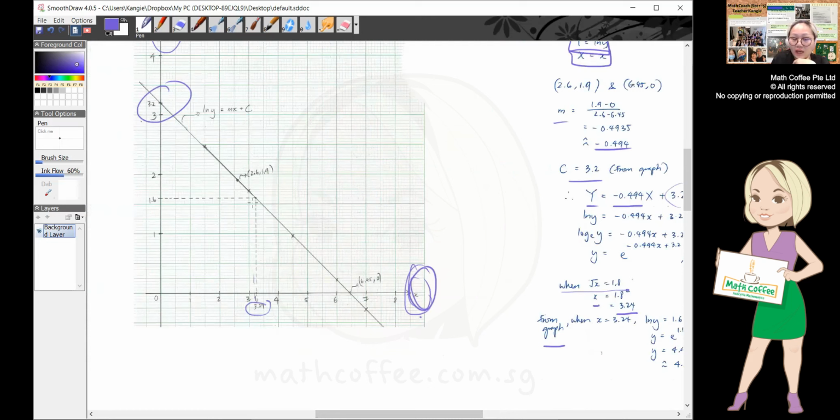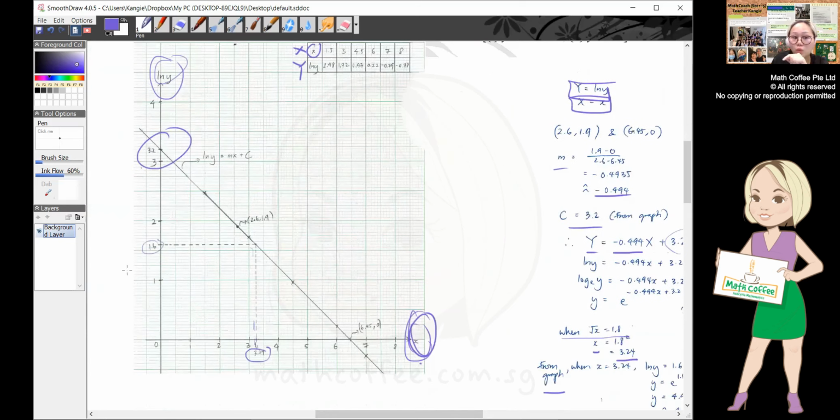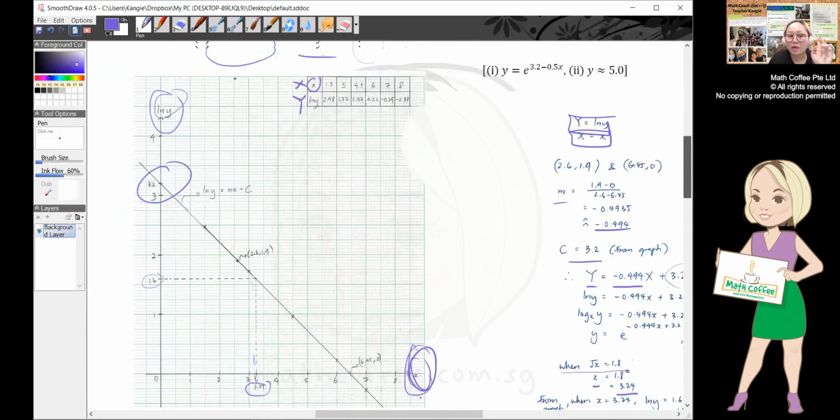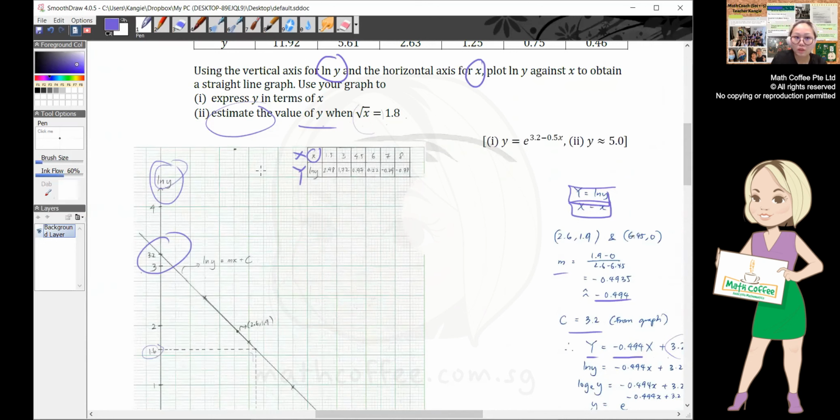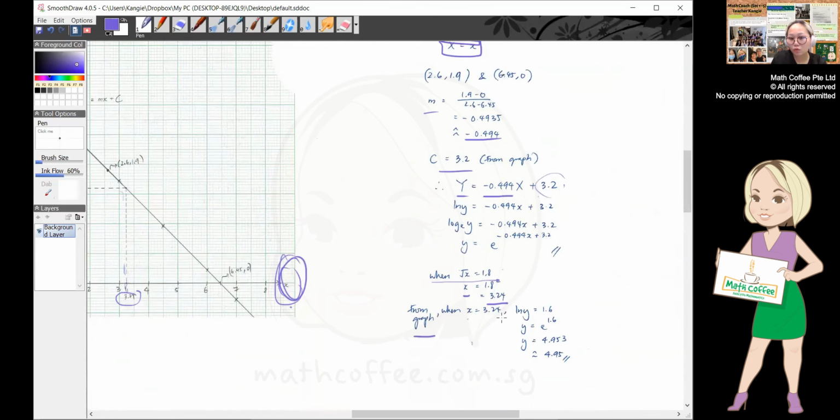Make sure you draw the dotted line because you're supposed to take the value from the graph. So you draw dot, dot, dot, and you see it's 1.6. And then take note, don't go and say that your answer is 1.6. Common mistake, students say, oh, my Y is 1.6, and then full stop. But you must take note that this is not Y, this is ln Y. So you have to make sure you write, oh, so when X equals 3.24, ln Y is 1.6.